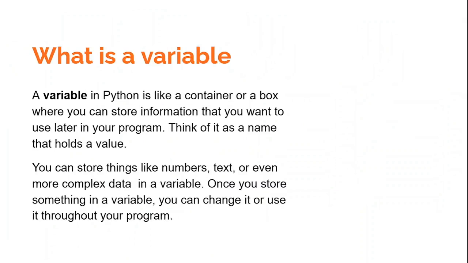First of all, what is a variable? A variable in Python is like a container or a box where you can store information that you want to use later in your program. Think of it as a name that holds a value. You can store things like numbers, text, or even more complex data in a variable. Once you store something in a variable, you can change it or use it throughout your program.